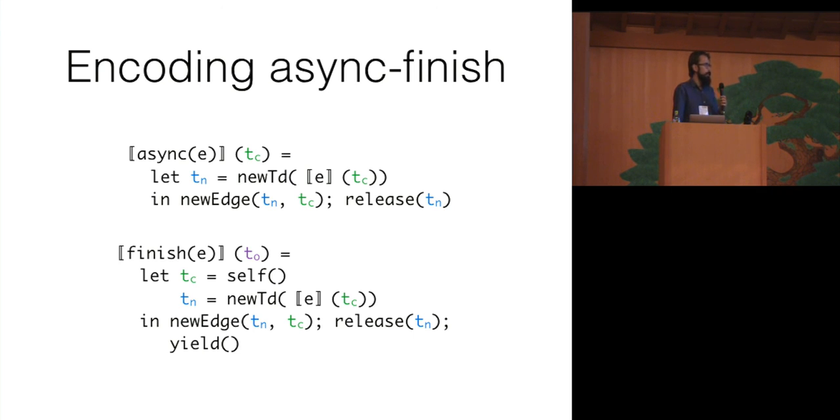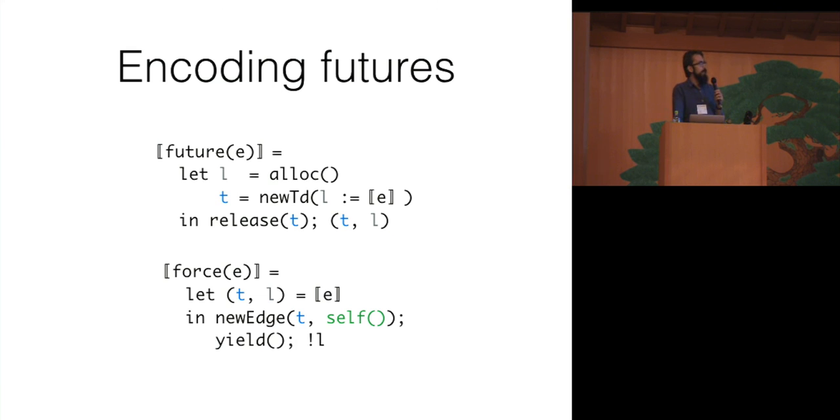And again, once we are done with that, we introduce the edge, release the vertex, and in this case we yield, because all of the subcomputations of finish have to be terminated before we are done. Futures are quite similar in this respect. Again, there's not much to be said here at this point, and you can look at the translation in the paper.